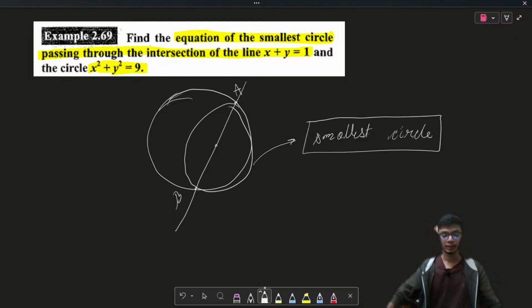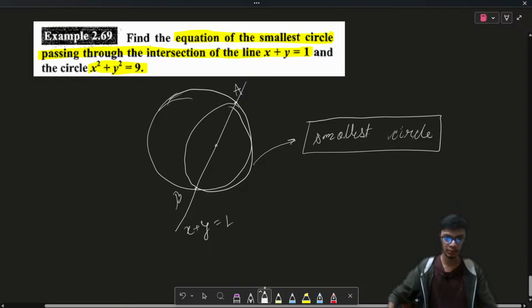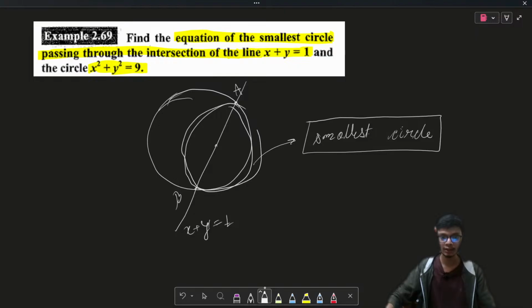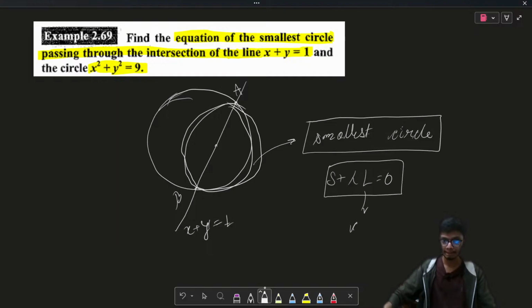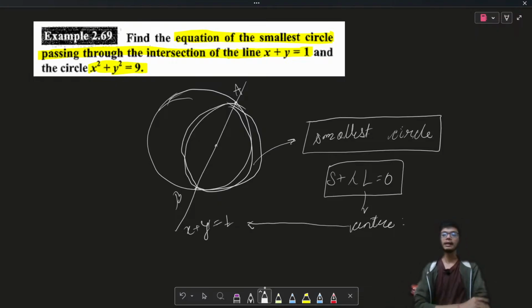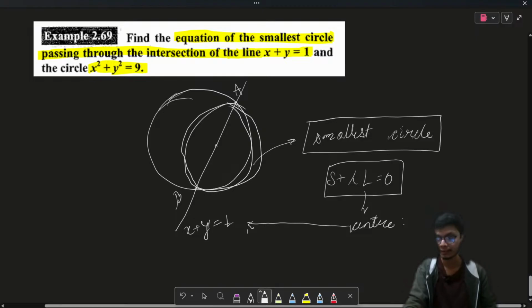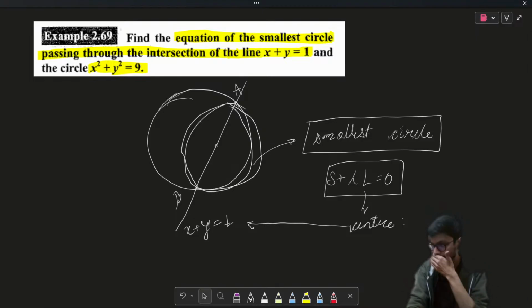All right. So our equation of the line AB is given as x plus y equals 1. That means the center of this generated circle should lie on the line AB, right? So please try to find S plus lambda times L equals 0, and from there, once you get the center, try to satisfy the equation of this line AB, and you can easily obtain the smallest circle. Okay, so I leave it up to you to try and let me know the final answer.